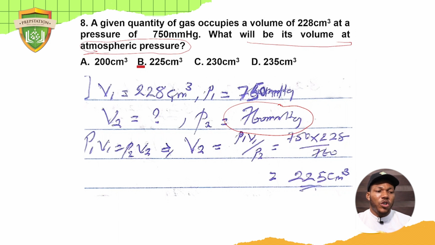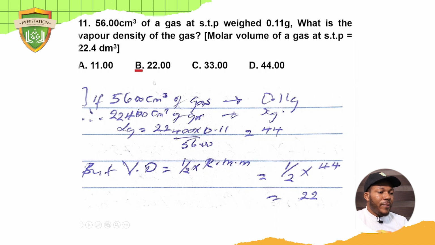So you're going to use Boyle's law to solve this problem. Your V1 is 228. Your P1 is this. You're looking for V2, and your P2 is the standard pressure. So make V2 the subject of the equation. You have this. Then when you multiply out, 225 cm cube is your final answer, which is B. Very simple. Another example is there.